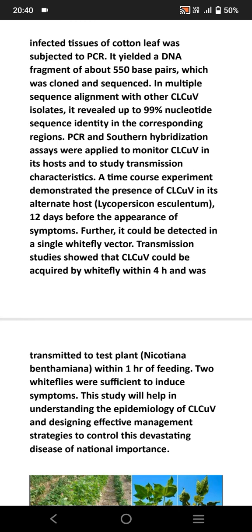This study will help in understanding the epidemiology of cotton leaf curl virus and designing effective management strategies to control this devastating disease of national importance.